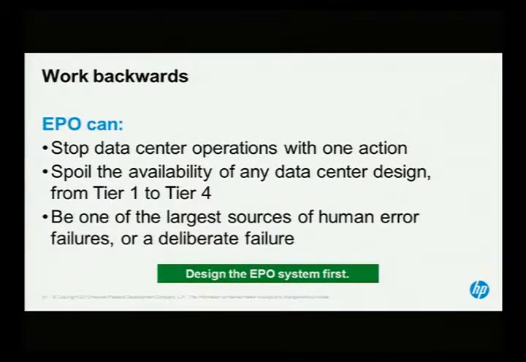Right, I would suggest, because the EPO is so critical to you, work backwards. If it's a single point of failure and you have to manage the risk for that, ask yourself, how am I going to manage that risk? All right, it can spoil your availability from tier 1 to tier 4. It can be sabotage, okay? It stops the data center with one action.